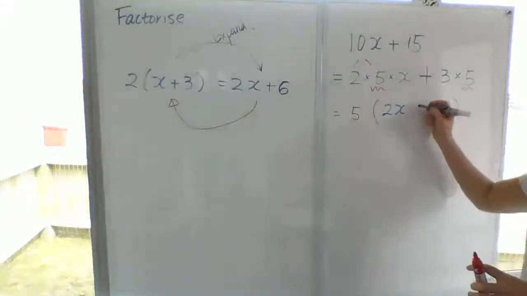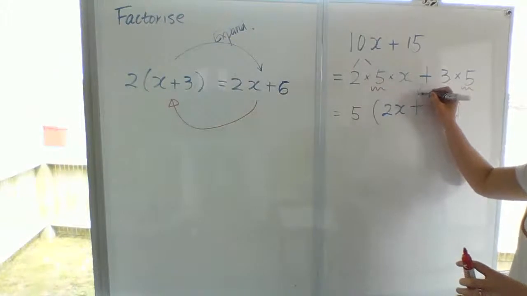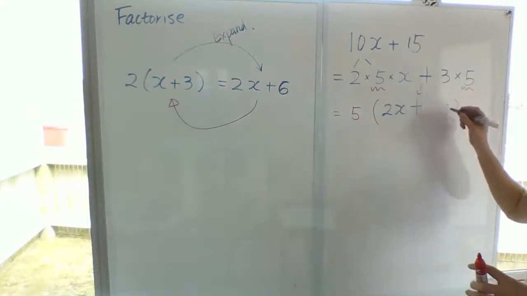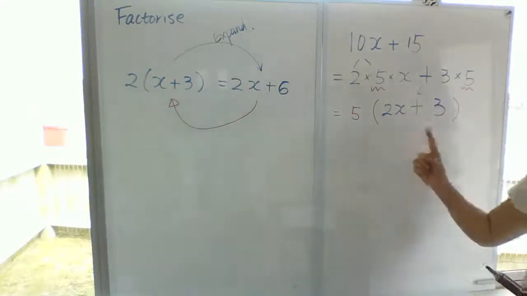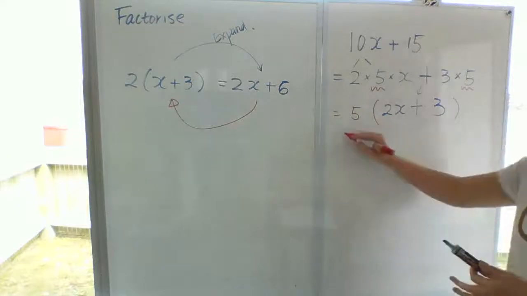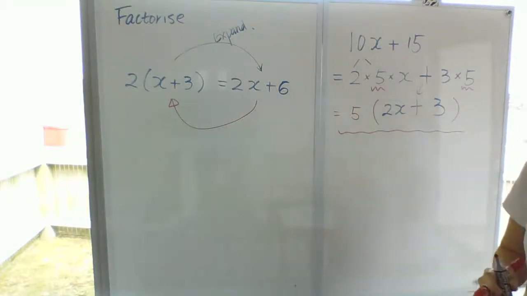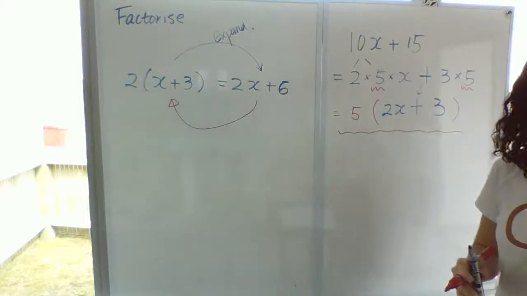Okay, you'll carry on with the sign. You just copy this down. And then from the second part, if you take the 5 out, what's left? 3. Good job. That's how you factorize it. And this one is the final answer. Okay?